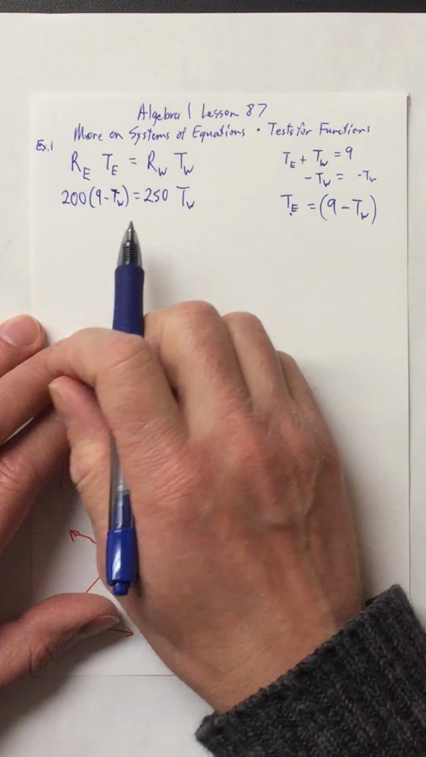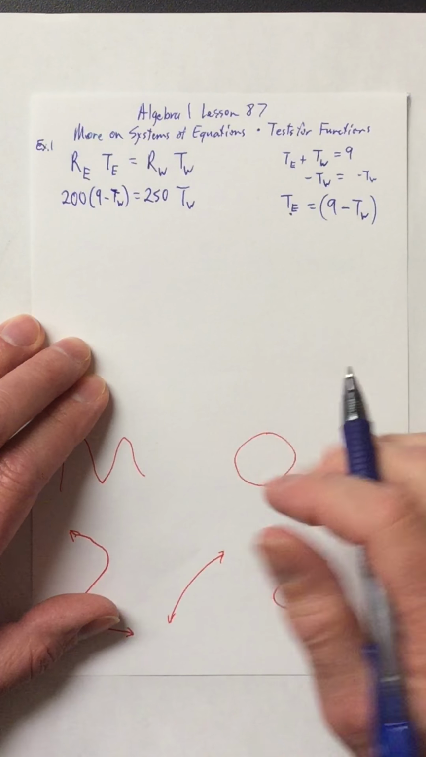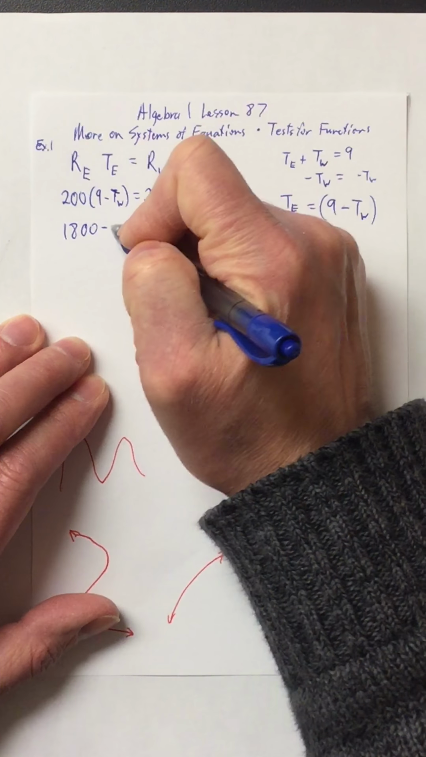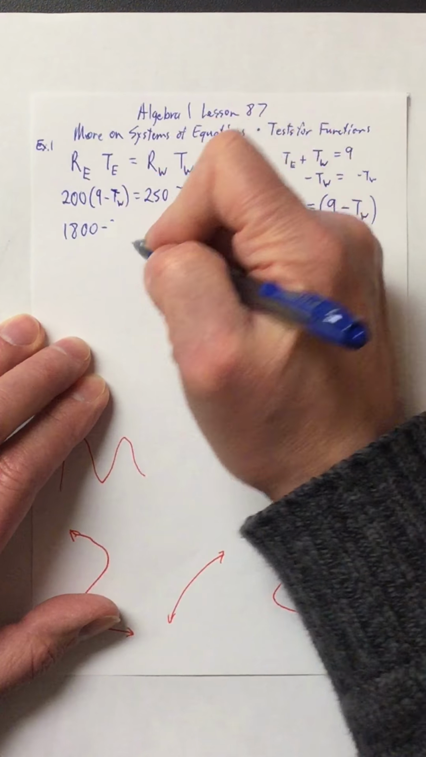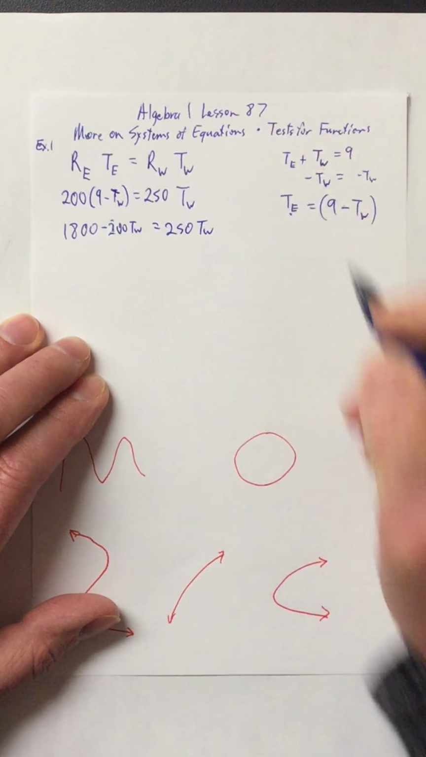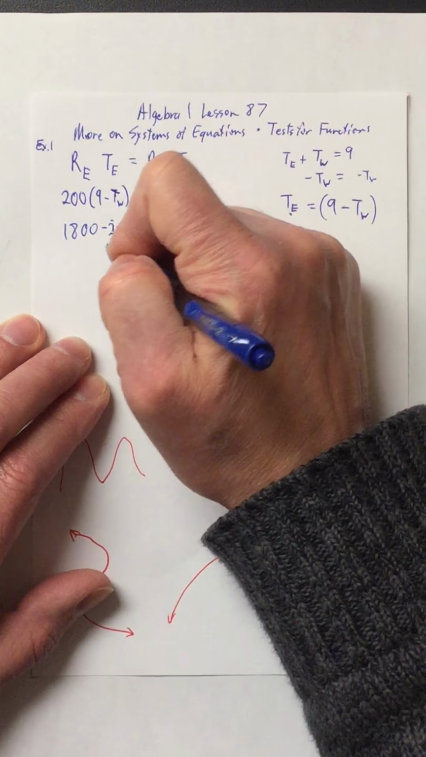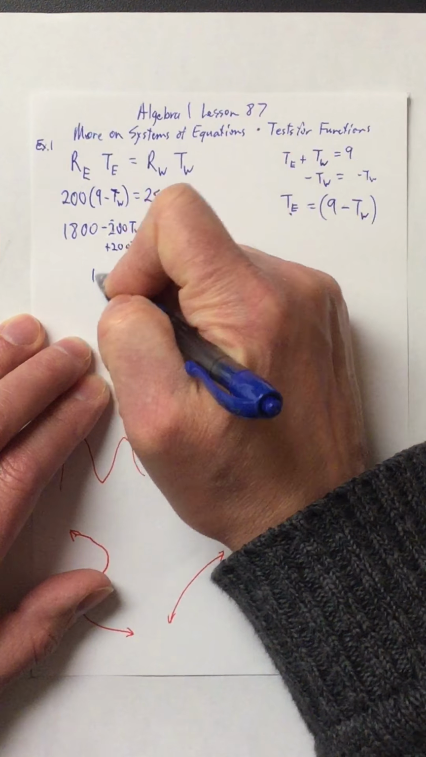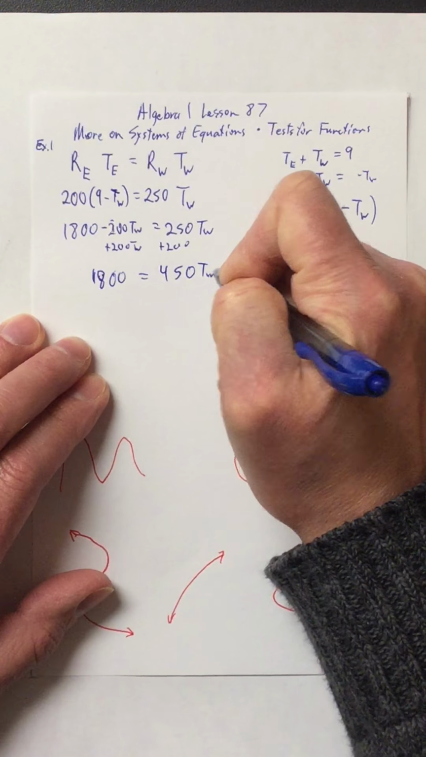So let's solve this equation here. Remove my parentheses. I have 9 times 200, which is 1800, minus 200 t_w is equal to 250 t_w. All right, then to get my t_w term only on one side, I'm going to add 200 t_w to both sides. And that gives me 1800 equals 450 t_w.